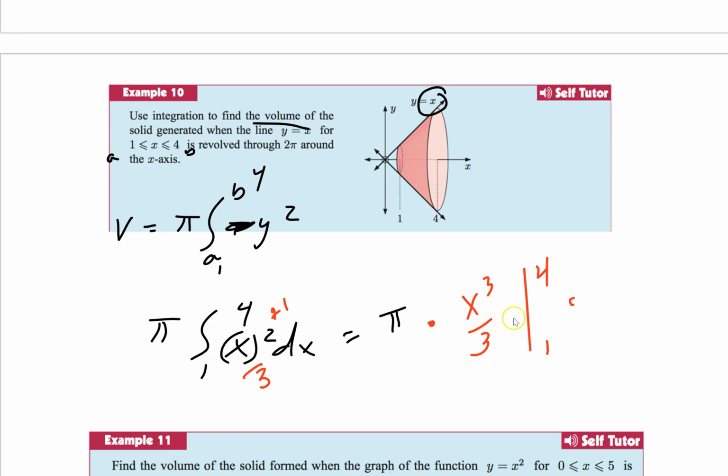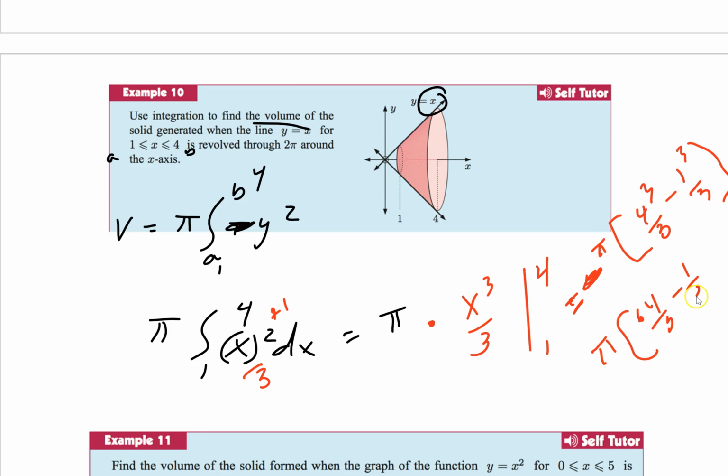Remember the way we do that? Top minus bottom. You can either multiply pi first or keep it on the outside. I'm going to keep it on the outside. So pi times 4 cubed over 3 minus 1 cubed over 3. So it's pi times 64 over 3 minus 1 over 3. So it's 63 over 3 pi. And that's the volume of that thing when you rotate it around. That's all it is. Put in the formula, plug it in. Let's do another one.